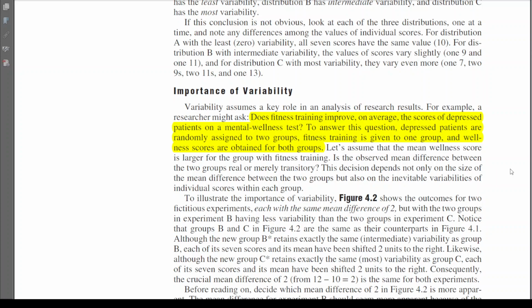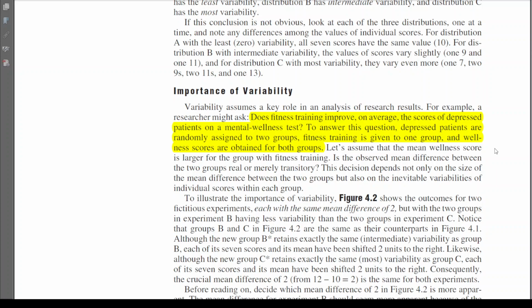These two groups are called the control group and the treatment group. The patients in the control group are not given the treatment, and the patients in the treatment group are given the treatment. After the fitness training is given to the treatment group, wellness scores are obtained for both groups. What we assume here is that before the experiment was done, the wellness scores for both groups should be almost similar.